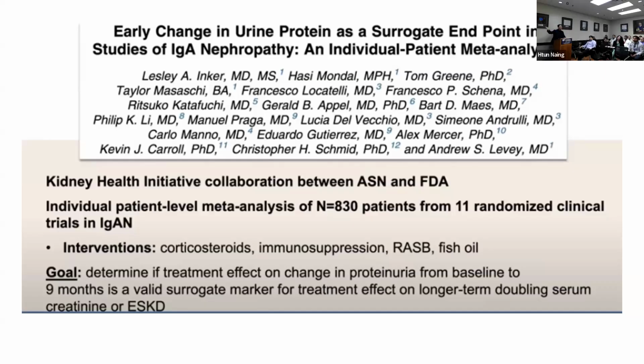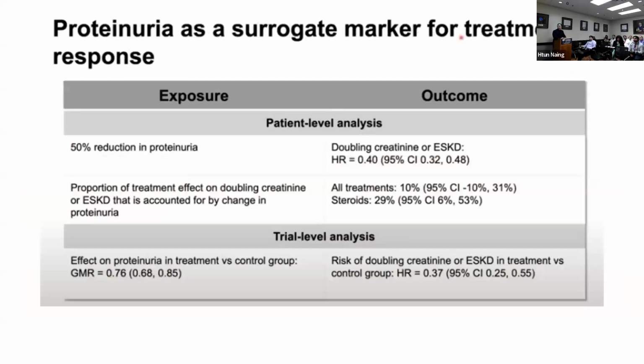So they tried to find different surrogate markers, and they found that proteinuria is the only one that could be measured and used as a surrogate marker in the future. They analyzed 11 randomized controlled trials, where the intervention was corticosteroid, immunosuppression and RAS blockade. They saw that about a 50% reduction in proteinuria can reduce the hazard ratio to 0.4. The treatment outcome can change about 10% with each of the other treatments, but steroid changes it about 30%.